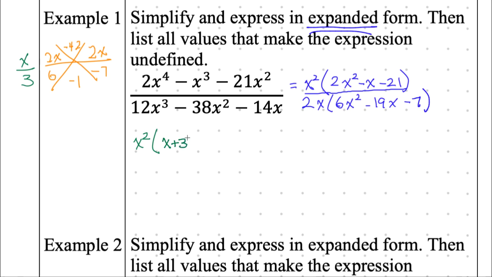X plus 3 and 2x minus 7. The numerator is completely factored now. Okay, the denominator, I'm going to go ahead and rewrite the 2x, that's the greatest common factor, and then I'm going to do ninja star on this. So let's do some scratch work.